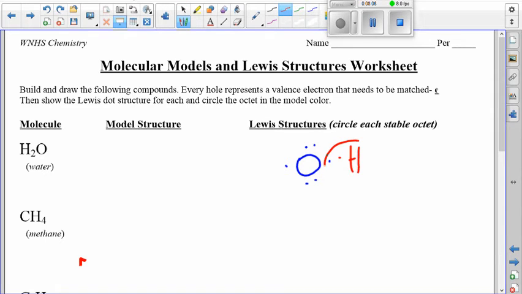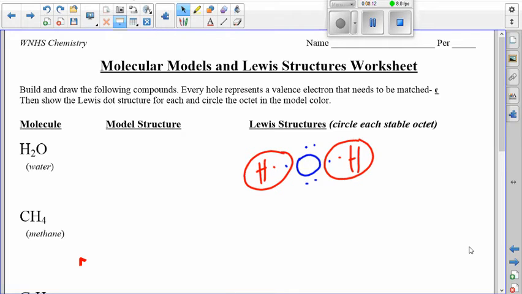That H is happy with 2. Got an H over here. That H is happy with the 2. Sorry, Kwame. And this oxygen's happy.